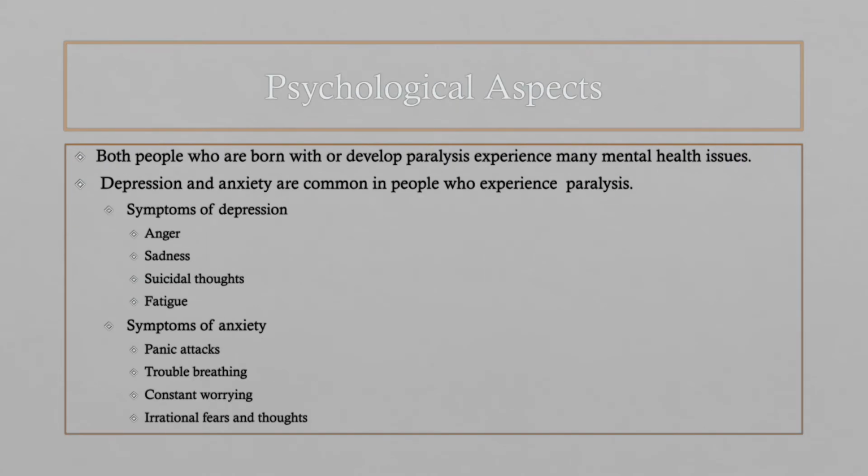Psychological aspects of paralysis. Both people who are born with or develop paralysis later in life experience many mental health issues. Depression and anxiety are some of the most common psychological aspects that people with paralysis experience. Symptoms of depression include anger, sadness, suicidal thoughts, and constant fatigue. Often, people who are depressed will spend most days in bed and find it difficult to get up in the mornings.